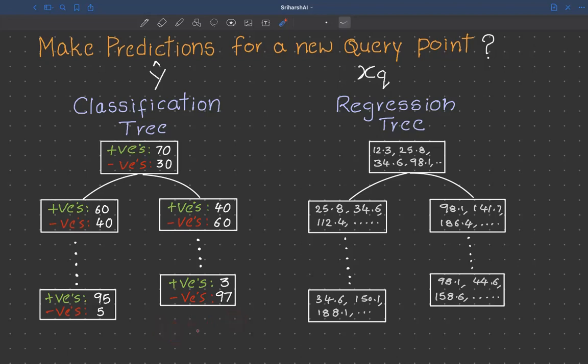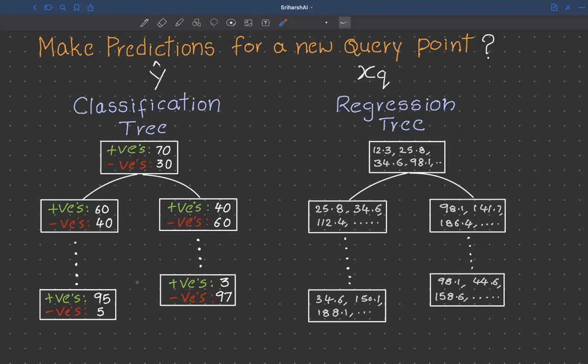Sometimes, instead of obtaining the class labels, we might be interested in obtaining probability scores. Computing the probability is very straightforward here. If you want the probability of the positive class, just take the number of positives divided by the total number of points in this node. So it's 3% positive. Similarly, you can get the negative probability as 97%. So you can say that with 97% probability, XQ belongs to the negative class. This is how we make a prediction for a new query point using the classification tree.